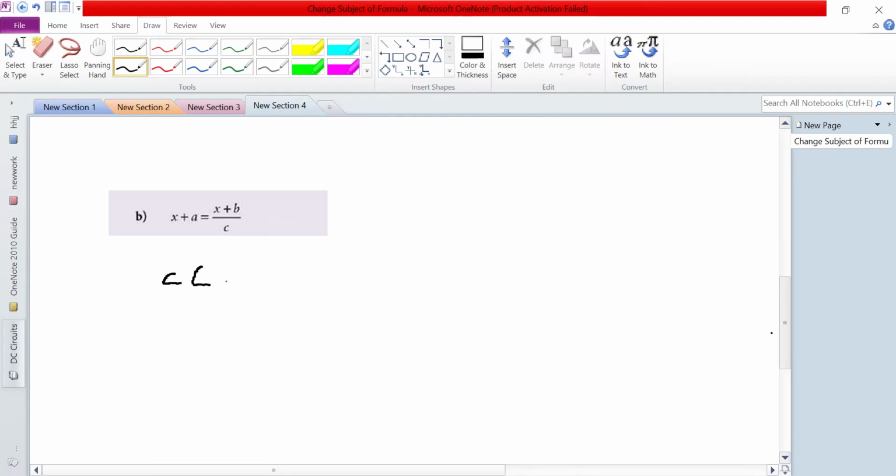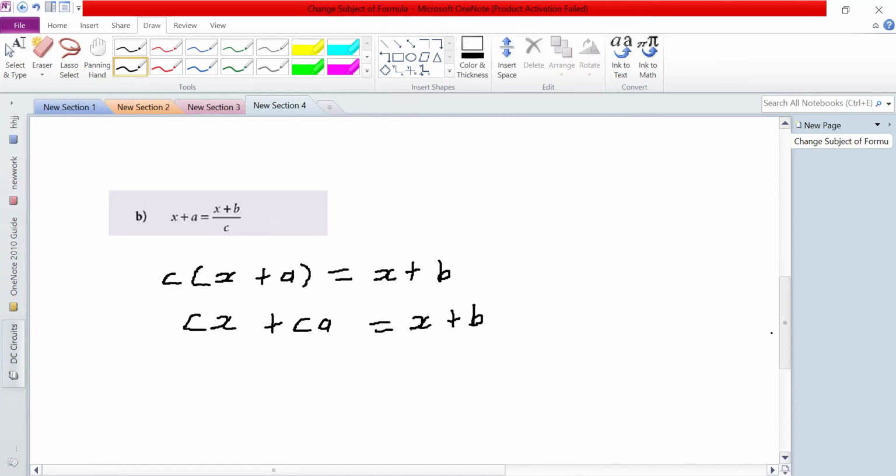c open bracket x plus a being equals to x plus b. Now, we need to expand this bracket. That is to multiply each and every term with c. So here, c times x, we get cx. C times a, we get ca. Then here, we get x plus b.